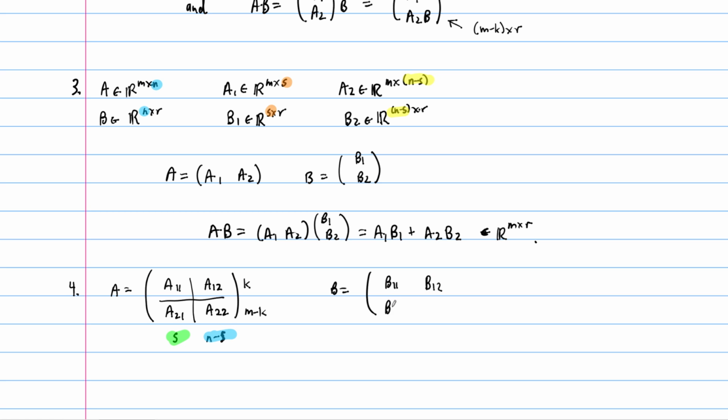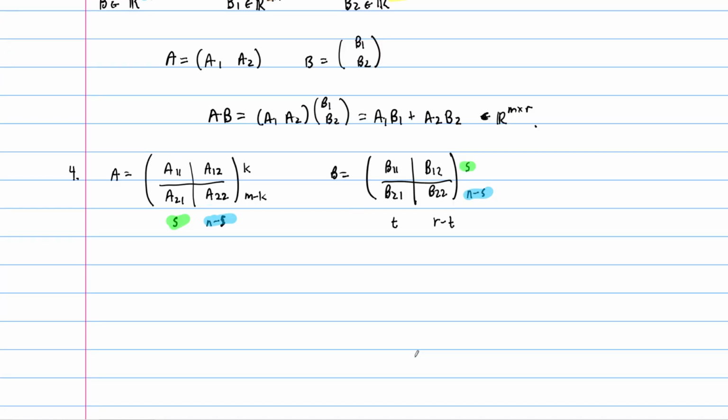So let me finish writing this: B11, B21, B12, B22. Again, partitioned. To make this all work, based on what I've highlighted, the rows of B have to be partitioned the same way the columns of A were partitioned. So the N minus S and the S have to match up with each other. We could partition the rows of A however we wanted, and we can do the same thing with the columns of B. So maybe this is T and R minus T. We partition the columns of B however we want.